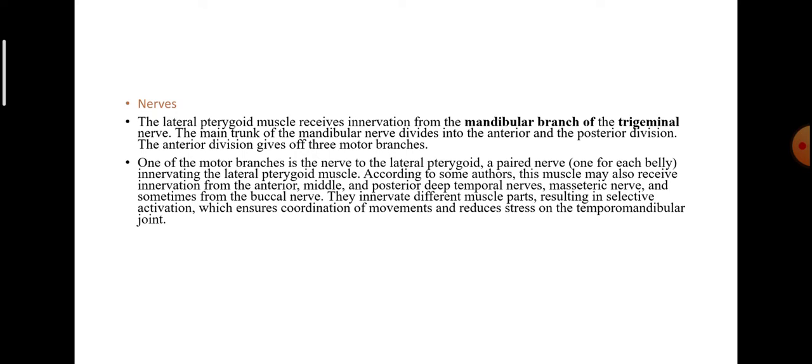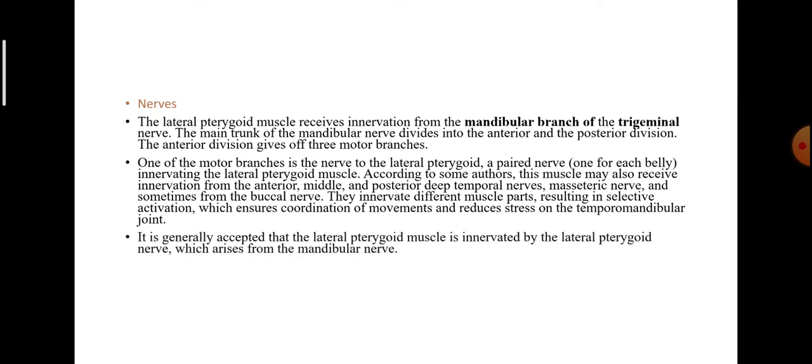Now, according to some authors, this muscle may also receive innervation from the anterior, middle, and posterior deep temporal nerves, masseteric nerve, and sometimes from the buccal nerve. They innervate different muscle parts, resulting in selective activation, which ensures coordination of movements and reduces stress on the temporomandibular joint. It is generally accepted that the lateral pterygoid is innervated by the lateral pterygoid nerve, which arises from the mandibular nerve.